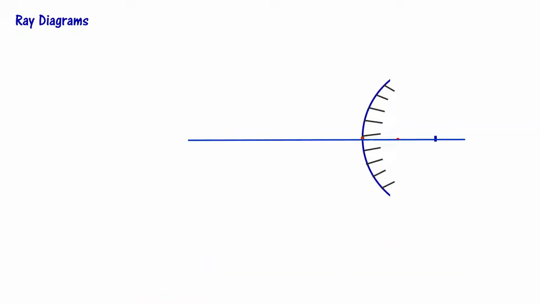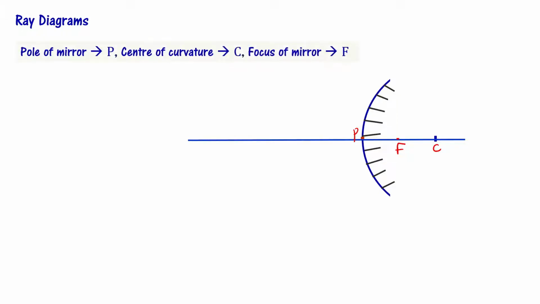Okay? This particular point is the pole, this is the center of curvature, and this is the focus of the mirror. Right? Now I want to draw a ray which is parallel to the principal axis. Okay, when it hits the surface of the mirror, it has to reflect. Now, to reflect, I first should know what the normal is, because I want to understand the angle of incidence, right? This is the incident ray. What is the angle of incidence?